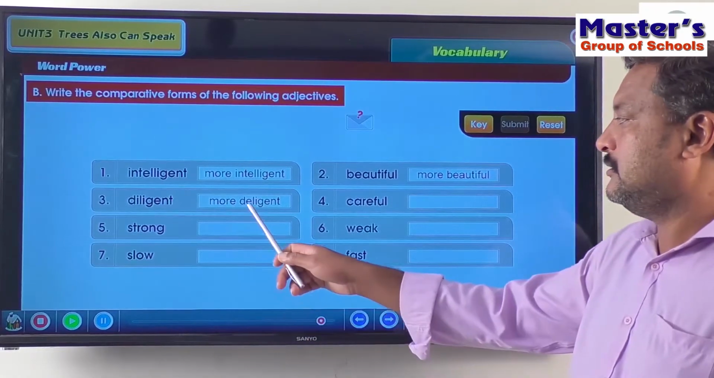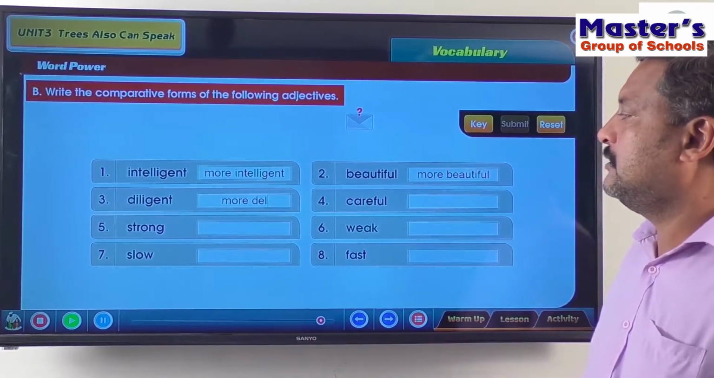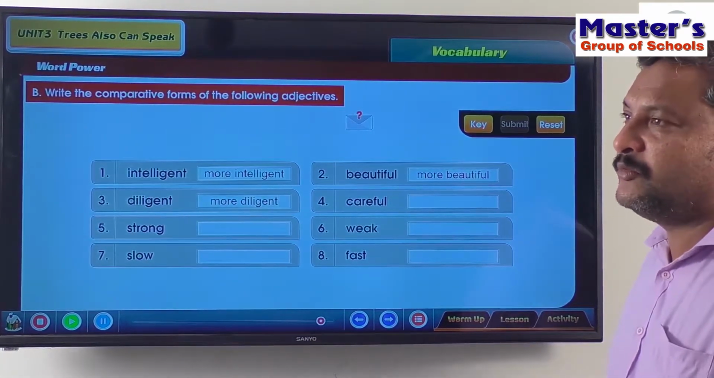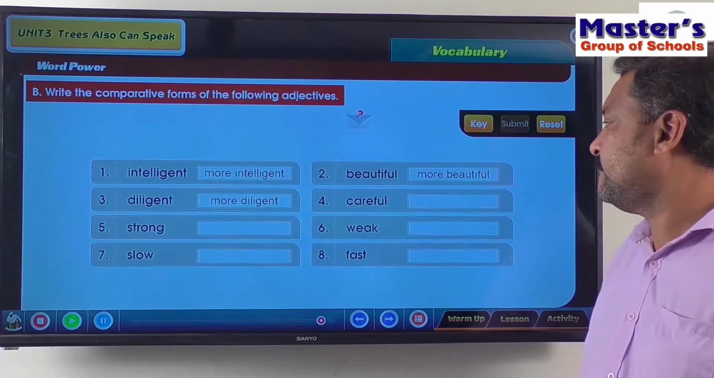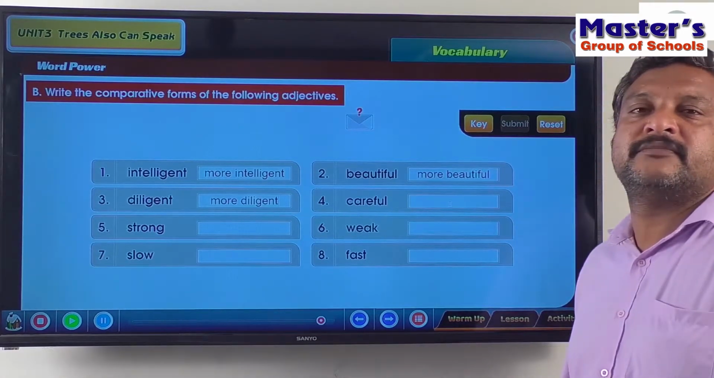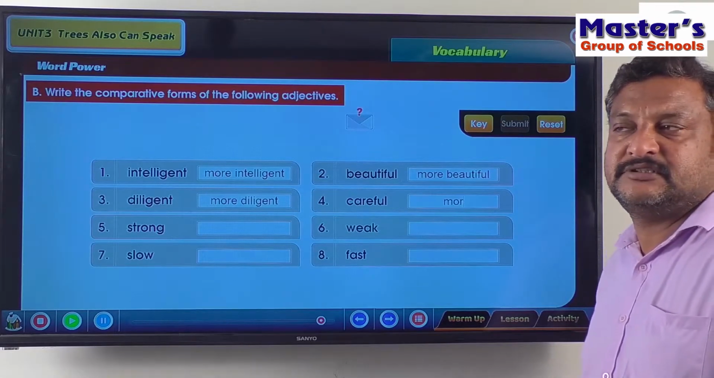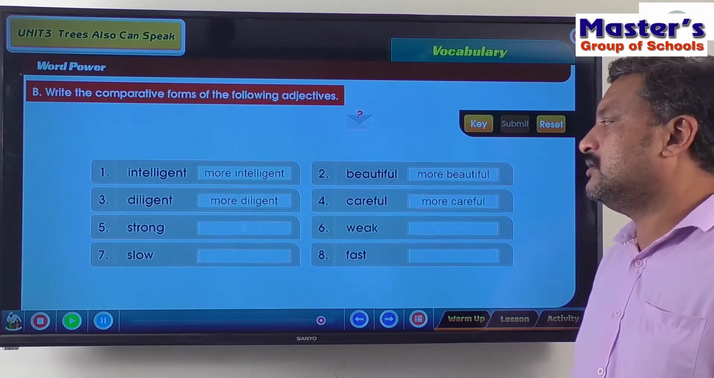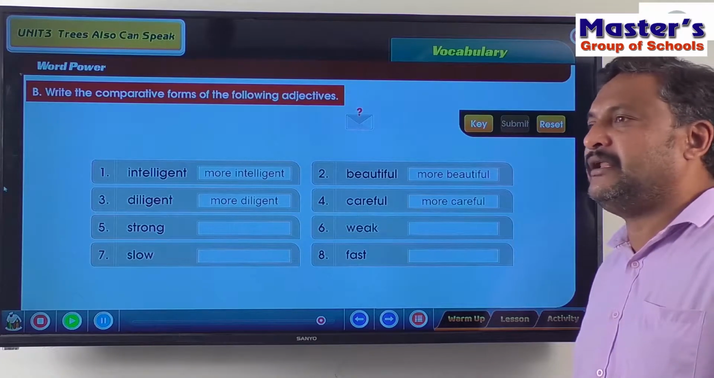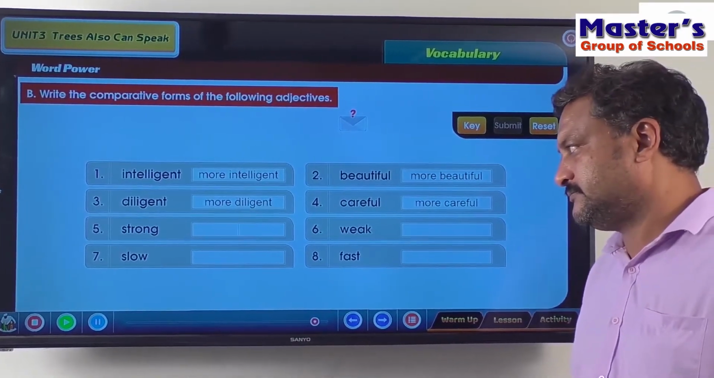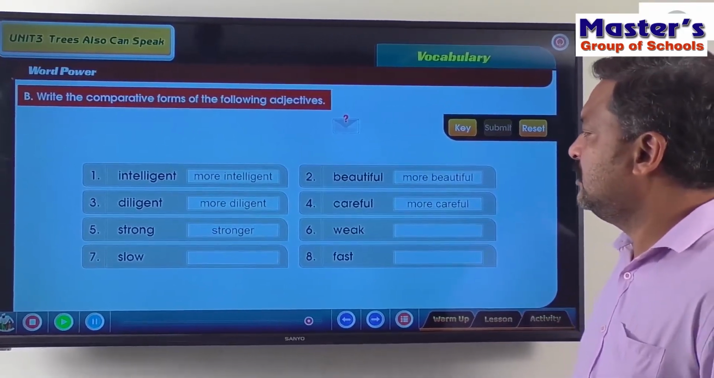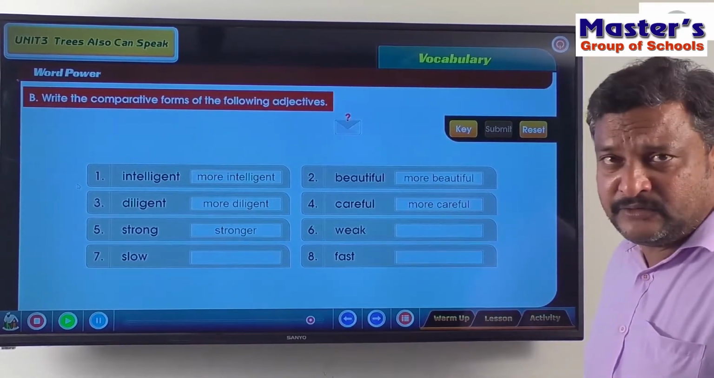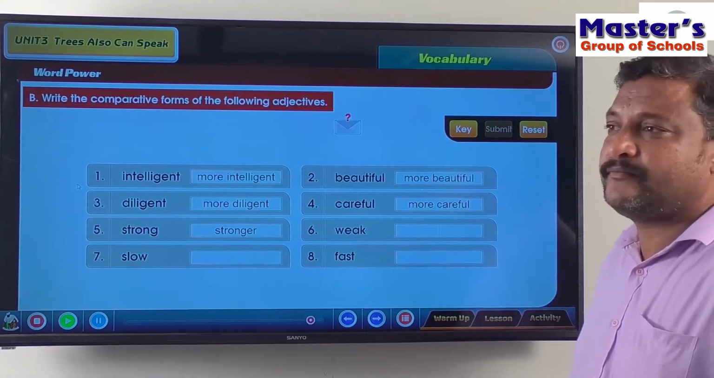D-I-L-I-G-E-N-T. More diligent. Right? Fourth one is careful. It's more careful. Fifth one, strong. Strong is a word to which we can add er, and it is stronger. Weak. The opposite of strong is weak, and the comparative form of weak is weaker.